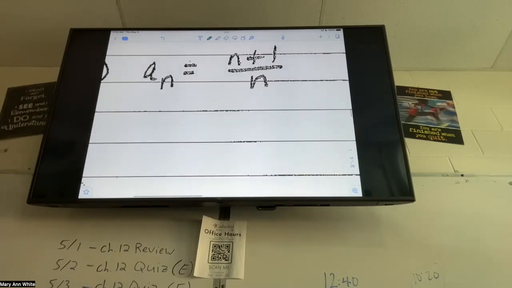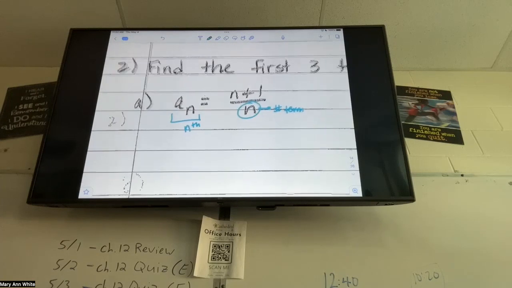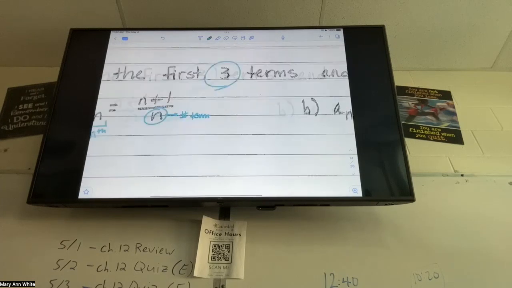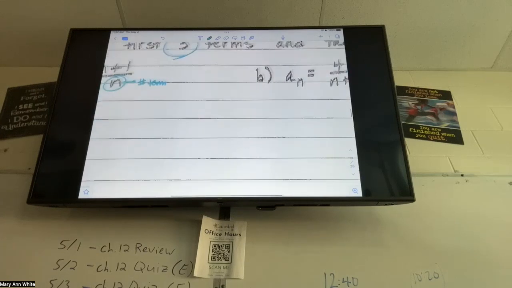Remember that a sub n means the nth term, and n is what number term we want. So when I am plugging things in, if I want the second term, then I'm going to plug a 2 in for n. If I want the 100th term, I'm going to plug a 100 in for n, okay? So these say find the first 3 terms and then find the 50th term.